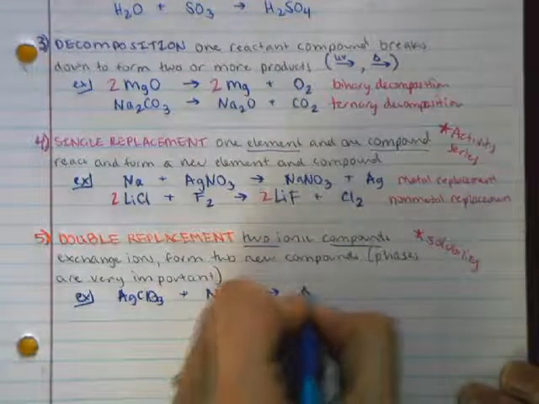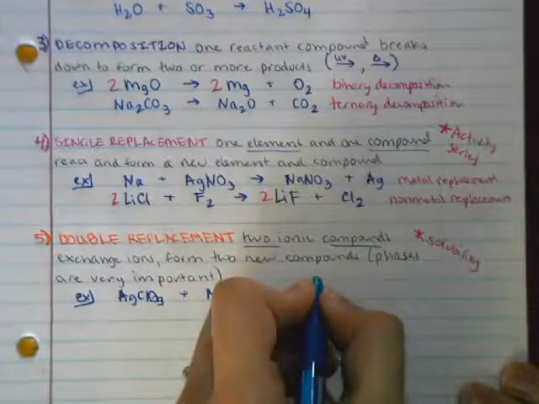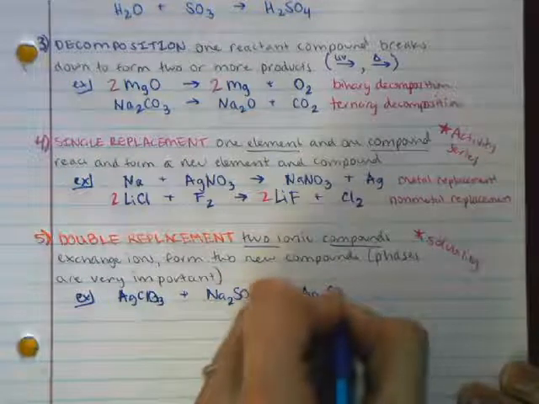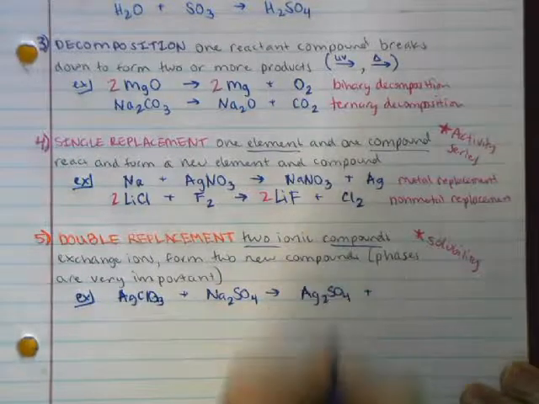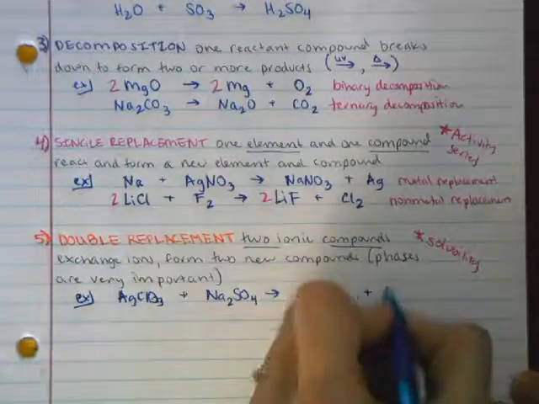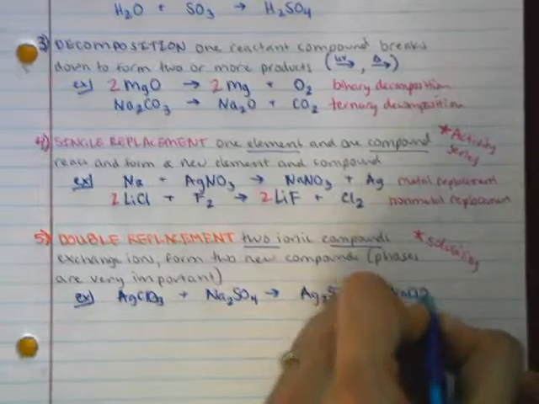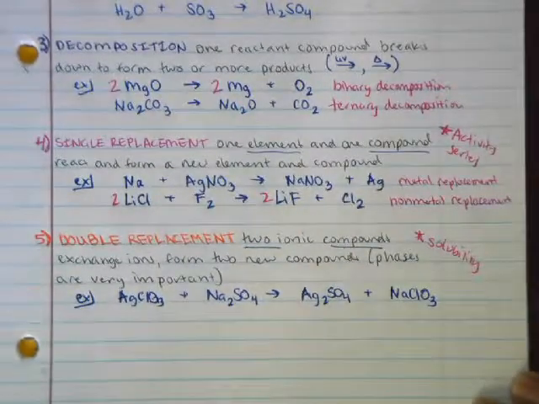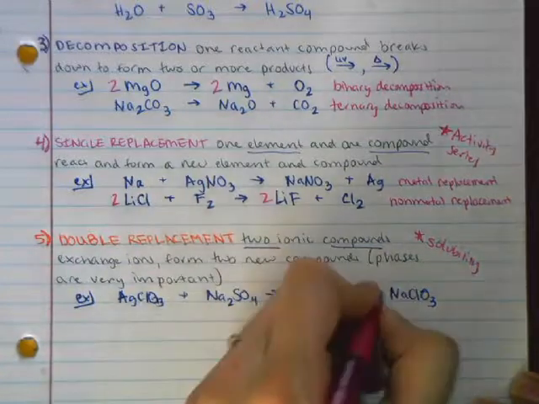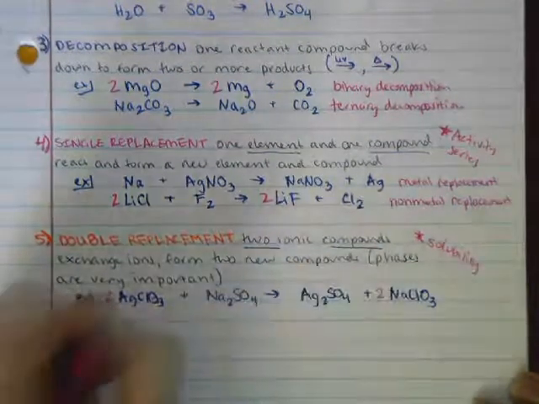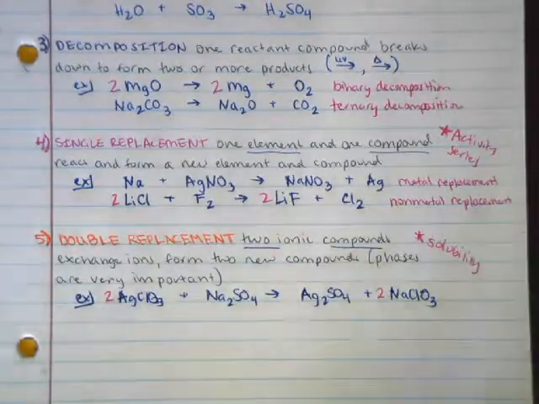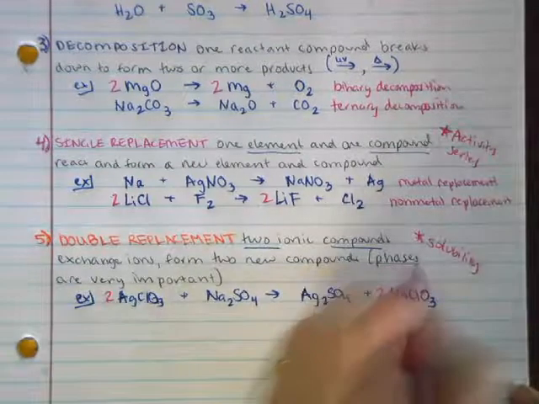So this would be Ag2SO4. And then we're also going to make sodium chlorate, so NaClO3. All right, then I'd go back and balance this thing. It'd look like that. As I alluded to here, the phases are very important.